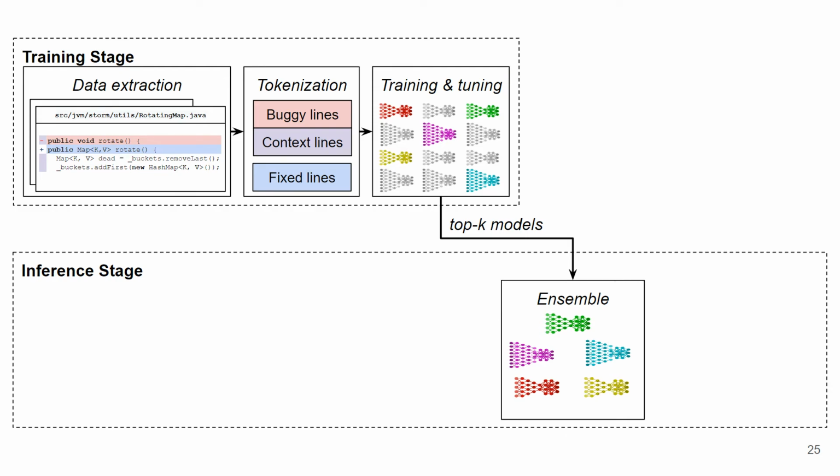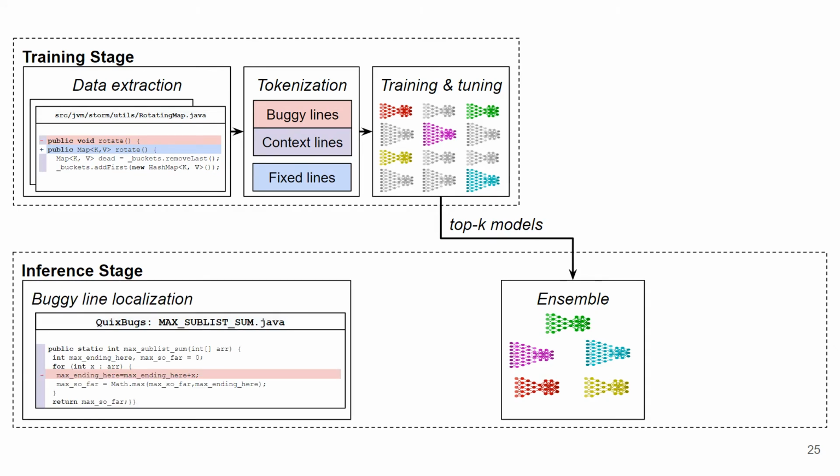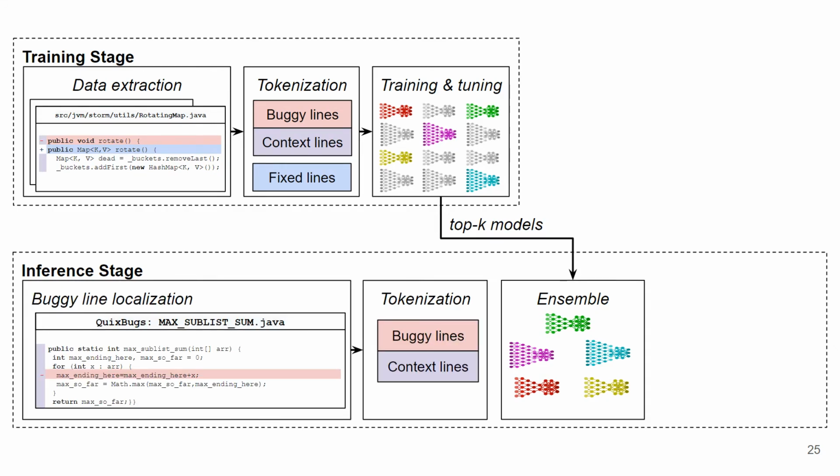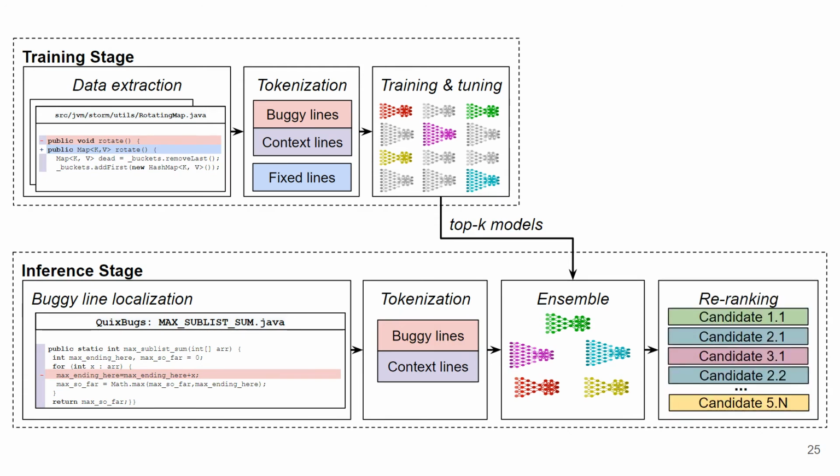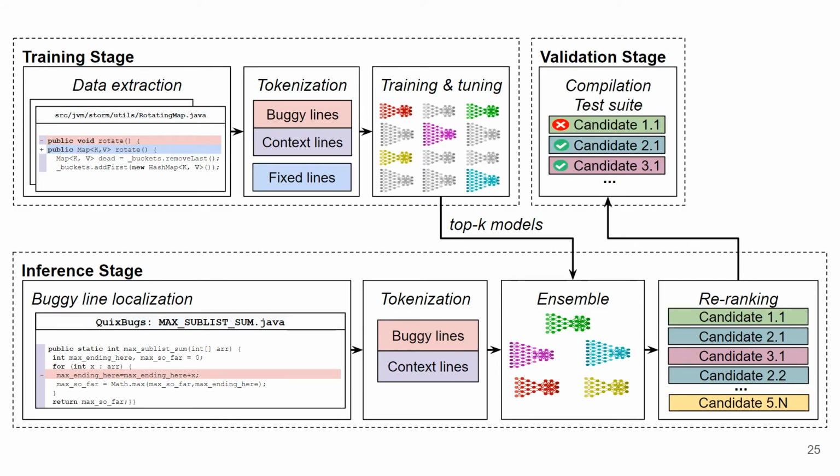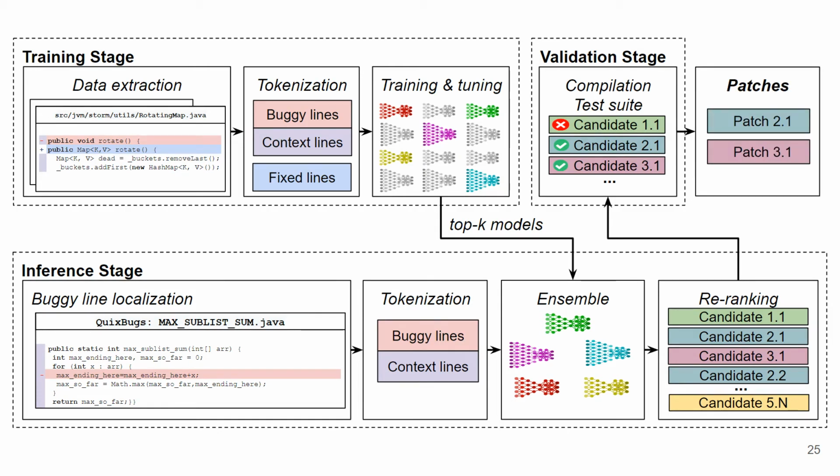The inference stage represents how a user would use CoCoNuT. Given a buggy line and its context, CoCoNuT will tokenize it and then feed it to the top K models. The outputs of these models will then be combined and ranked. Then the candidate patches will be validated against the test suite. The patches that pass all the test suites are considered plausible patches.